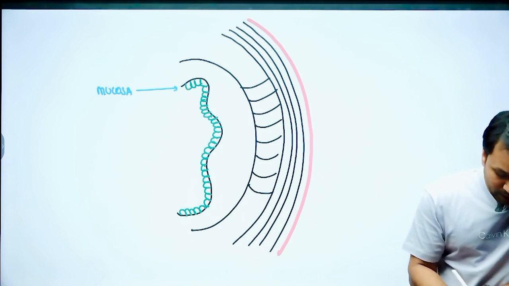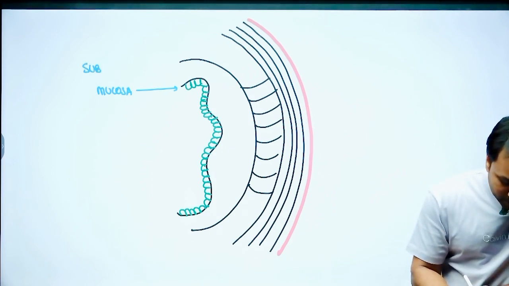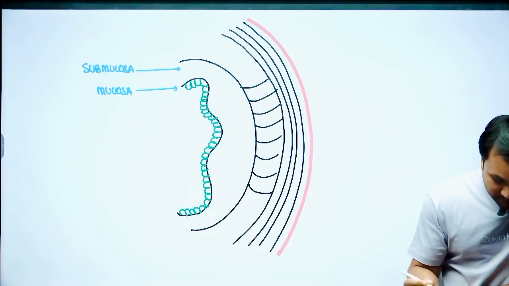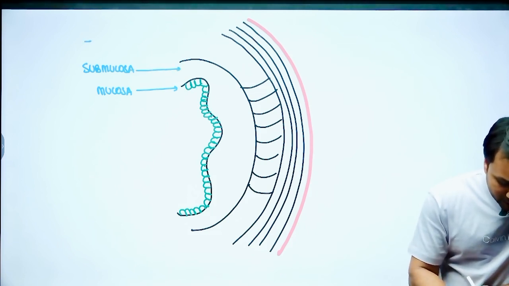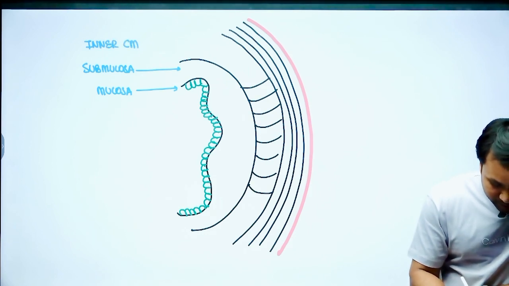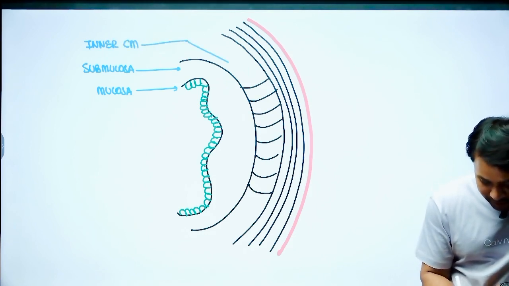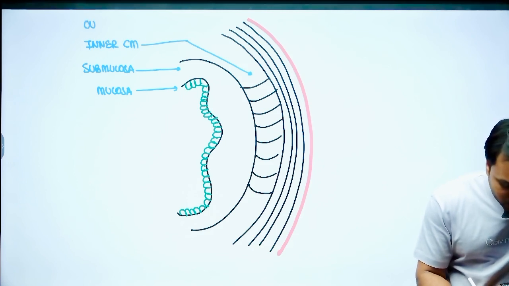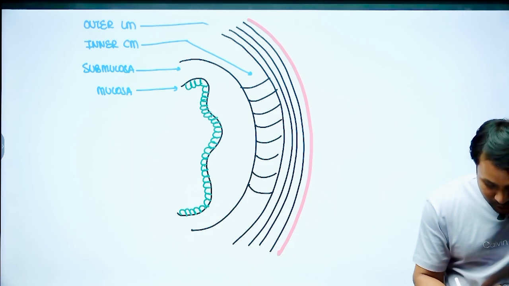Surrounding mucosa, you have the submucosa, right? So, under the mucosa, you have the submucosa. Then you have the inner circular muscles. We have the inner circular muscles which are here, which is depicted. Then you have the outer longitudinal muscles.